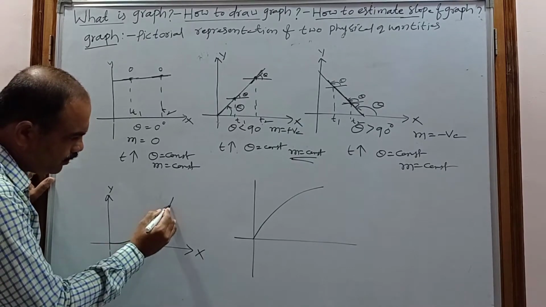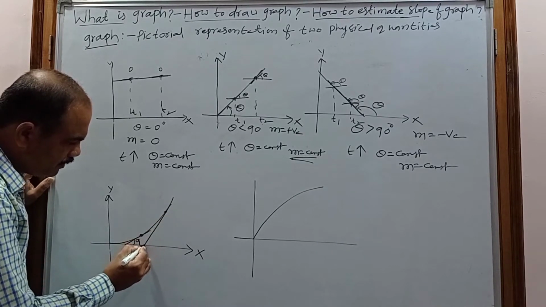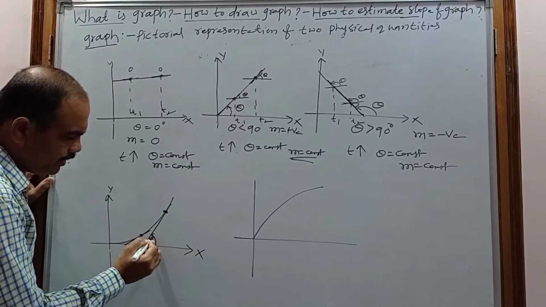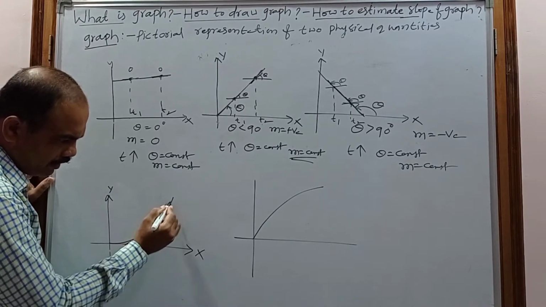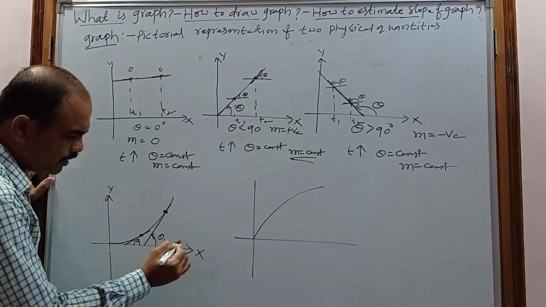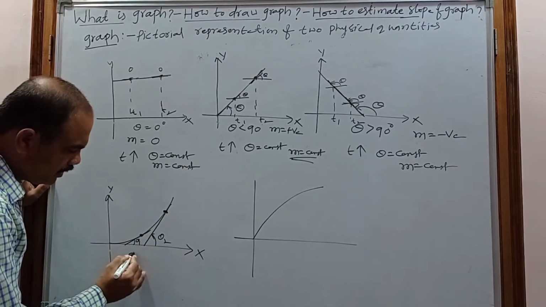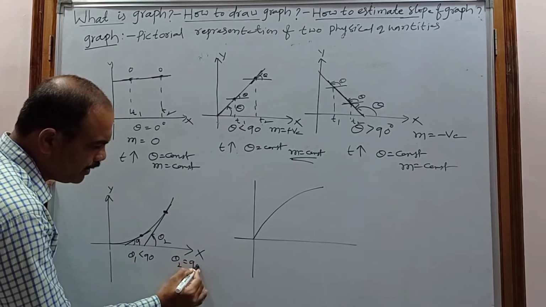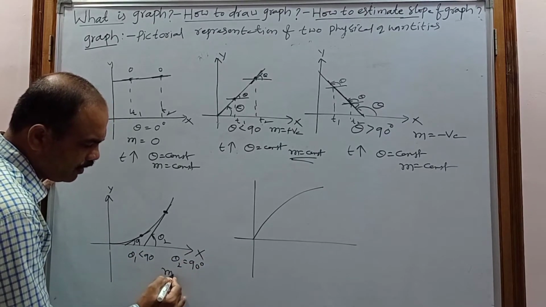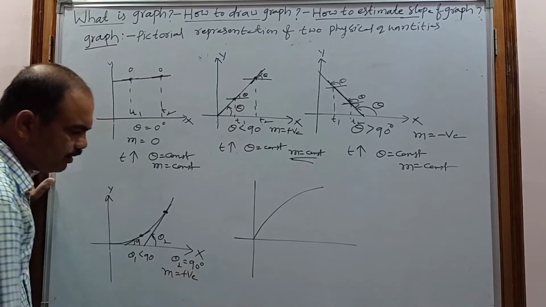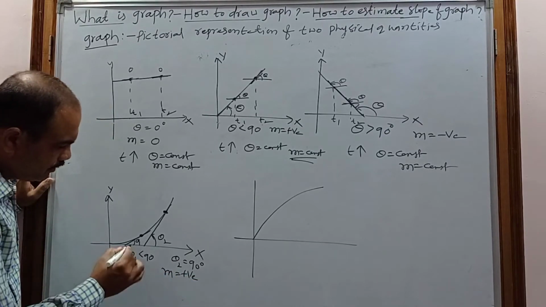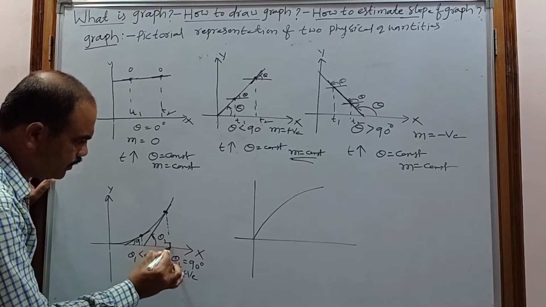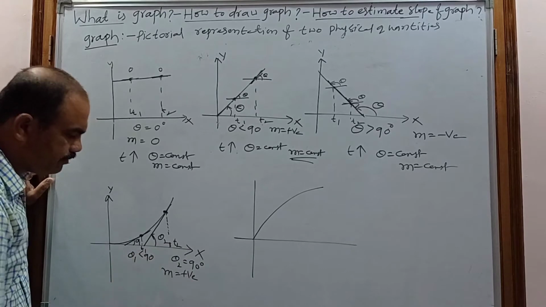Now I am going to draw the tangent at this point. So this is the tangent drawn at this point, and this is the angle made by this tangent with the x-axis. This is theta 2. Now observe. This theta 1 is less than 90 degrees and theta 2 is also less than 90 degrees. So the slope of the graph is what? Positive. The slope of the graph is positive. But this is the tangent when time is t1, and this is the tangent when time is t2.